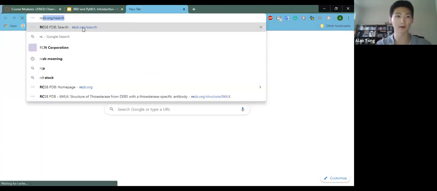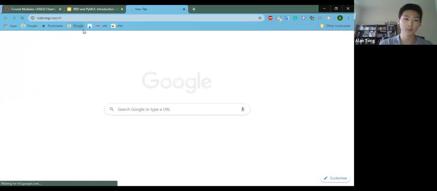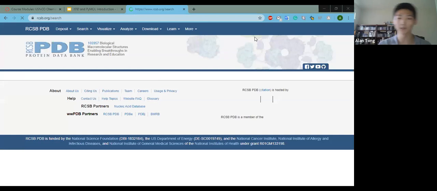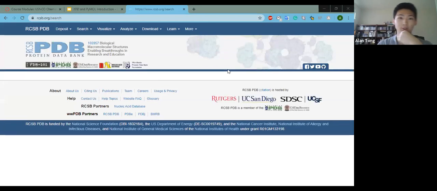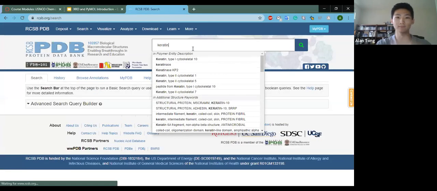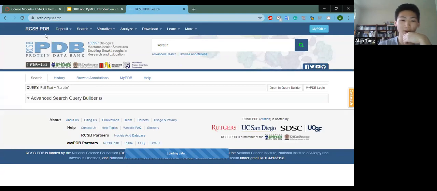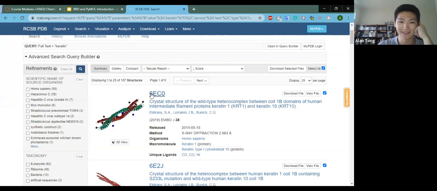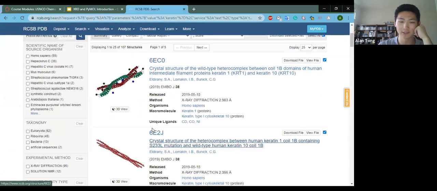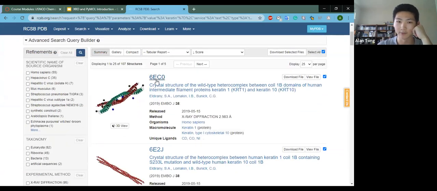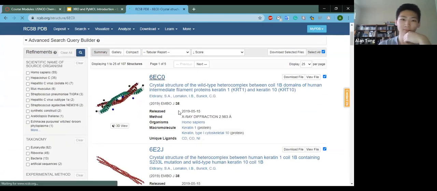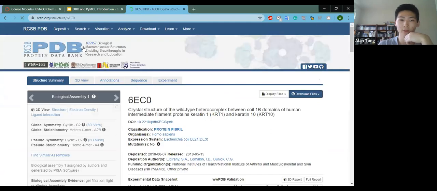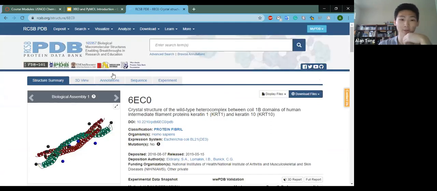our screen, and let's go to this website called RCSB. Now, this is a website where a lot of scientists upload their data. All right, so let's look at keratin. And we can literally just search, right? Search keratin. And we get all these structures. Check it out, right? 6ECO, 6E2J. Let's just look at the first one, all right? So this is a website you can go to yourself and look at these protein structures.